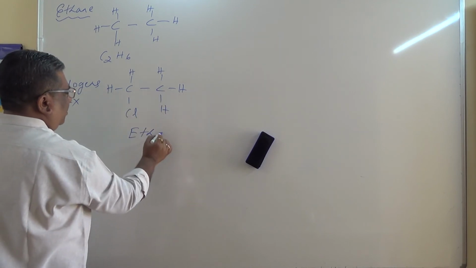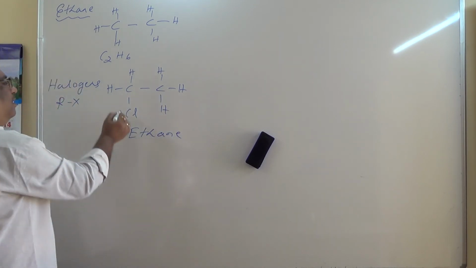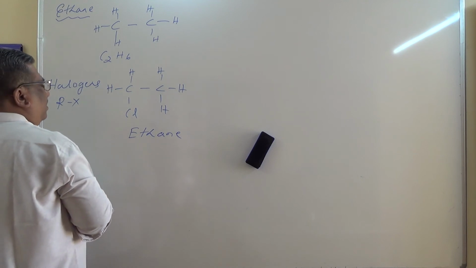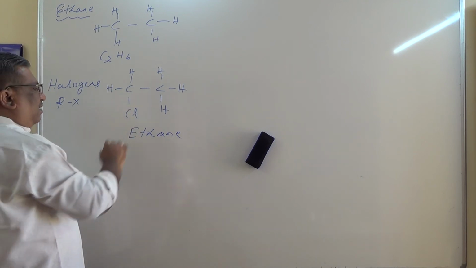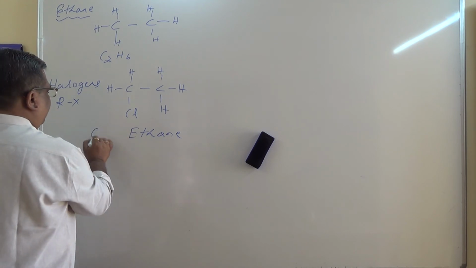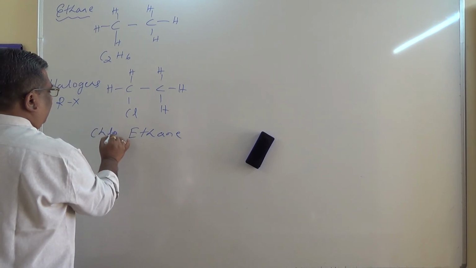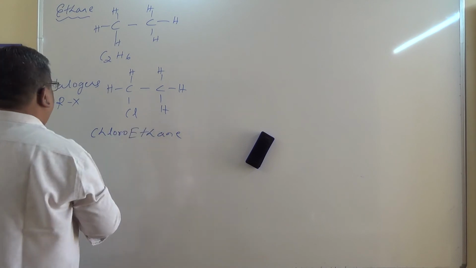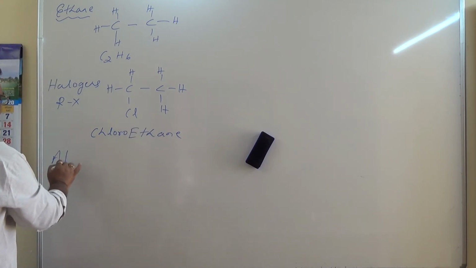All single bond, ane. Chlorine is a functional group, therefore a prefix is there. What is the prefix for chlorine? Chloro. C-H-L-O-R-O, chloroethane.